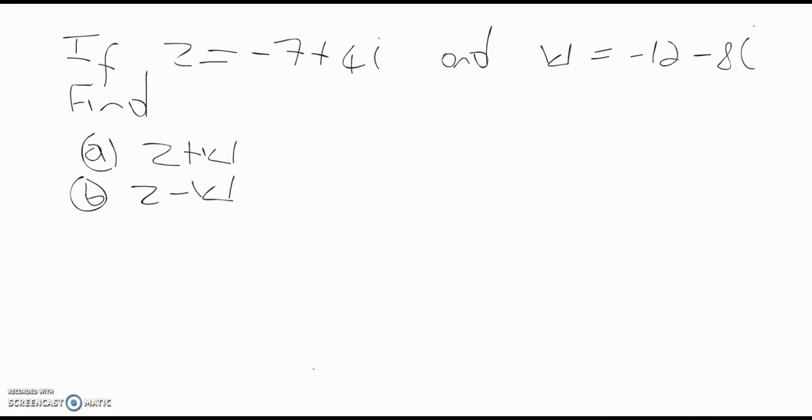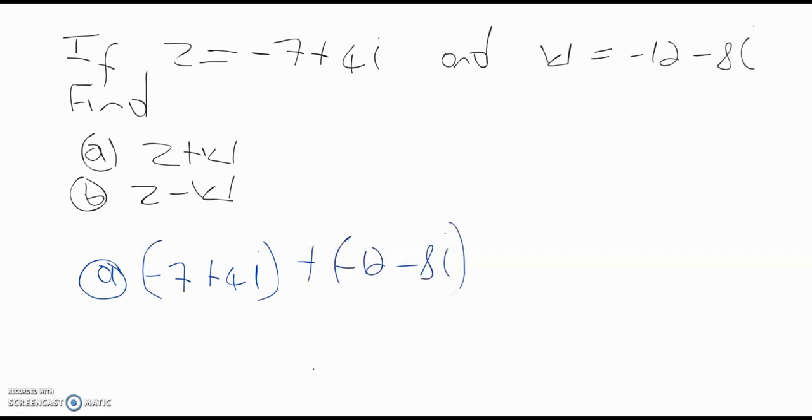So we're going to look at an example of addition and subtraction of complex numbers. Let us start with A. A says that we have Z plus W. Now Z is equal to negative 7 plus 4i, and W is equal to negative 12 minus 8i. So what I have is negative 7 plus 4i being added to negative 12 minus 8i. All right, let us clear the brackets. So we have negative 7 plus 4i. Well, here we have a plus, and once you add a negative, it becomes a minus. So it's minus 12 minus 8i.